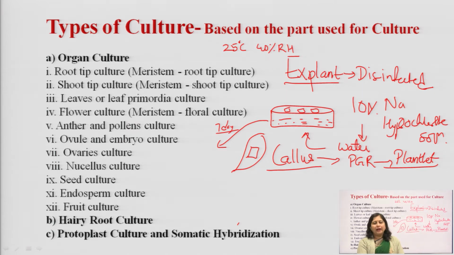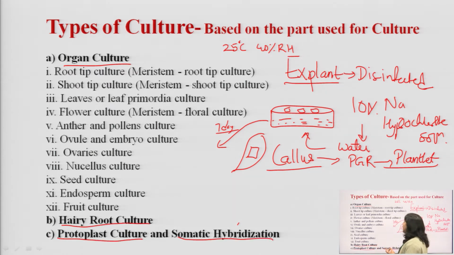Now, coming back to our different types of plant tissue culture, generally they are classified based on, first of all, the type of organ. So, it is known as the organ culture. Then further they can be specialized types like the hairy root culture, as well as protoplast culture and somatic hybridization. So, we will be reading about these topics later on. First of all, we will be learning about the organ culture, because they are more widely performed types of culture.